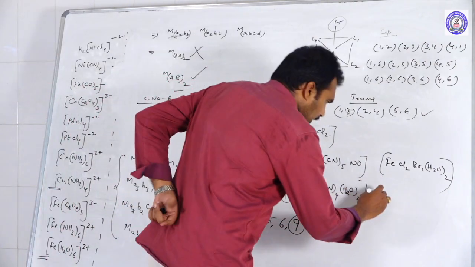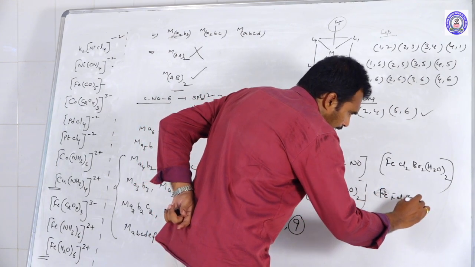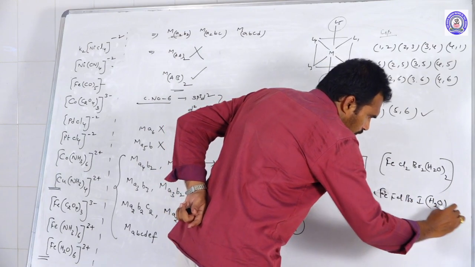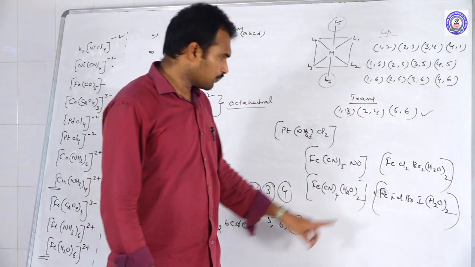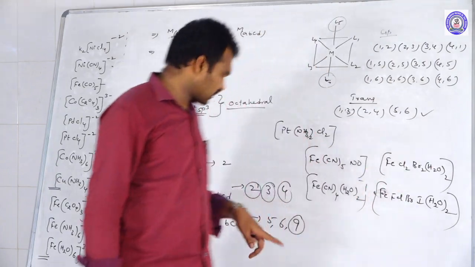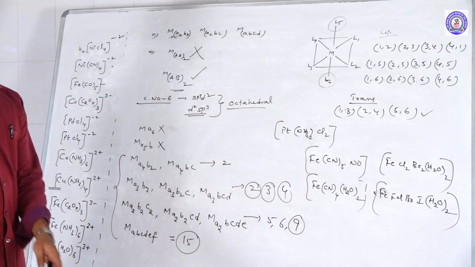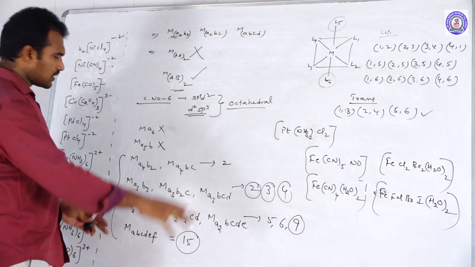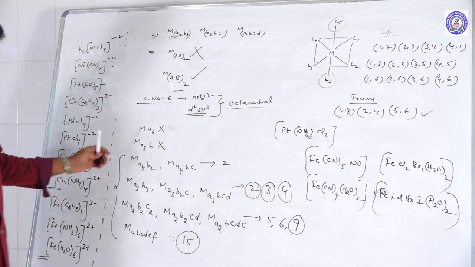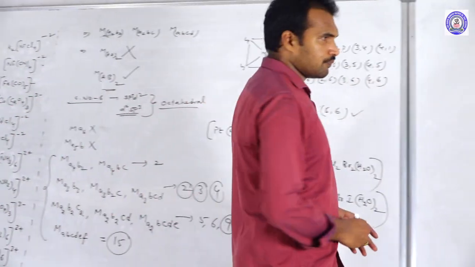For example, Fe with fluorine, chlorine, bromine, iodine, and H2O twice is given. What type is this? MABCD with E2 means MA2BCDE. MA2BCDE: how many? 9 isomers are possible. So just check the complex and which category it belongs to. Based upon that, you can identify the number of geometrical isomers. So this is very, very useful to you. You just follow that. Next, move on to optical isomers.